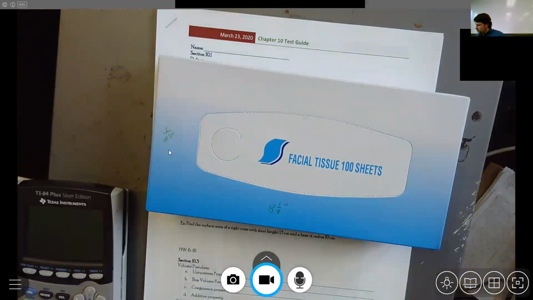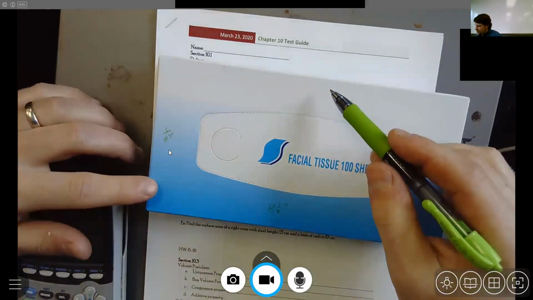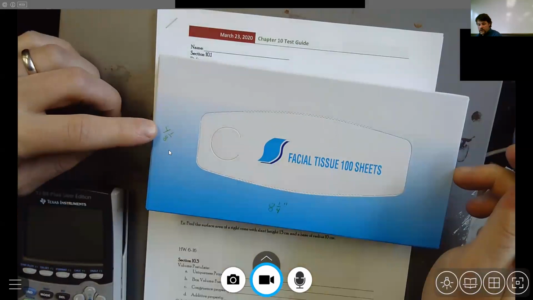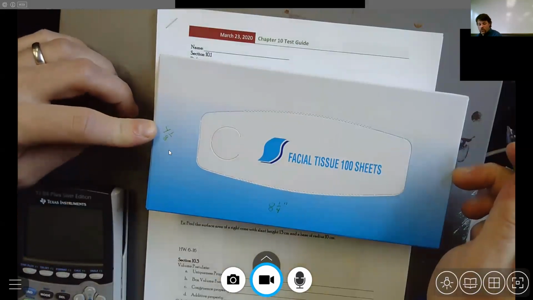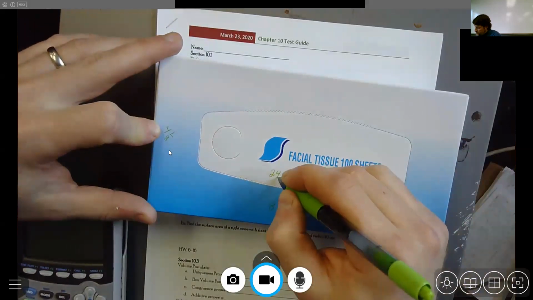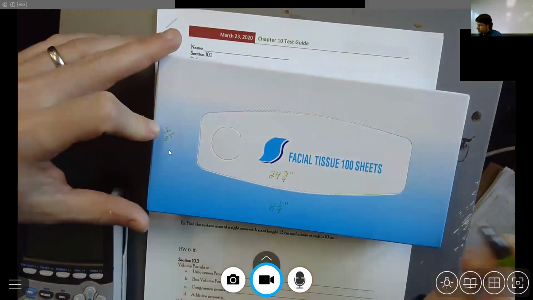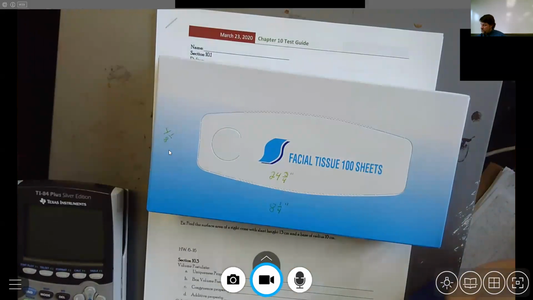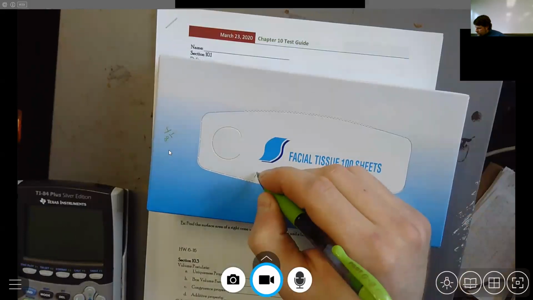All right, so then perimeter. We have 8 1/4, 8 1/4, that's 16 1/2. And then we've got 4 1/8, 4 1/8, that's 8 1/4. And 16 1/2 plus 8 1/4 is 24 3/4. That's the perimeter of the base. Hopefully I'm doing this right. I don't have you here to help me. So 8 1/4 and 16 1/2. All right, so that's the perimeter of the base.